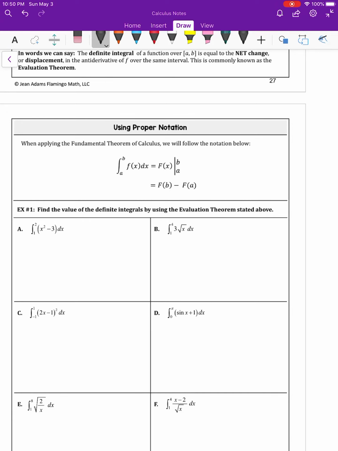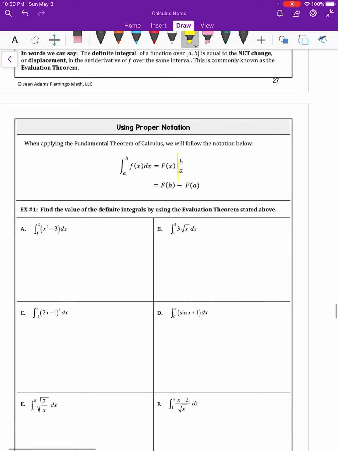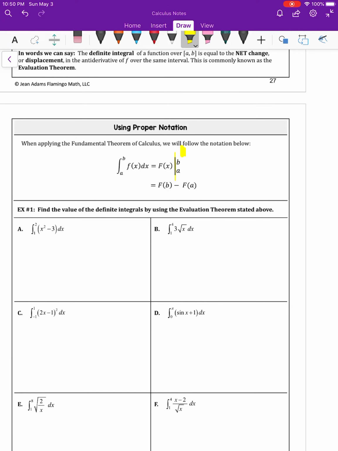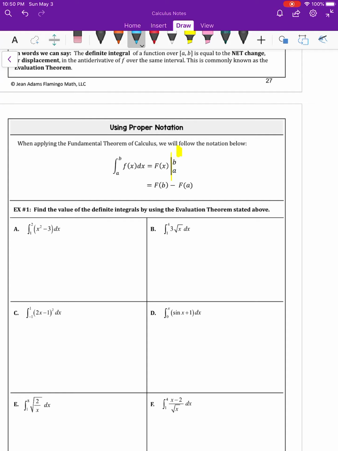Okay, so now, using proper notation, we're on the next page. When applying the fundamental theorem of calculus, we will follow the notation below. The integral from a to b of f of x dx equals capital F of x, and then we put that vertical line here, meaning at. So that vertical line there, it means at.